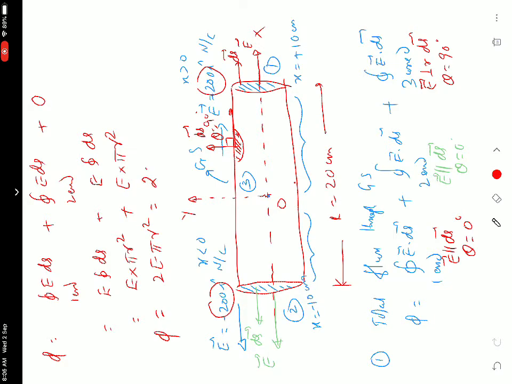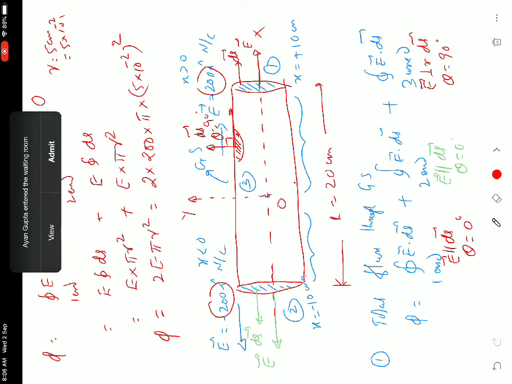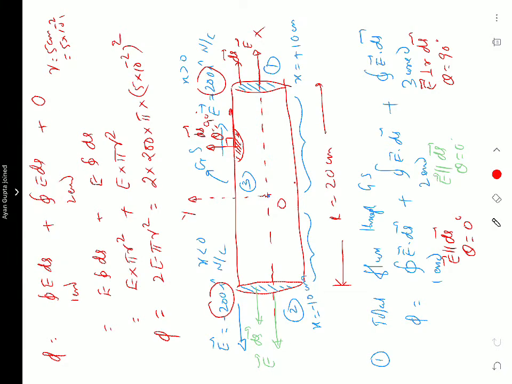So 2E, where the E value is the same, 200 on both sides, into pi r square. The radius is given as 5 centimeter, so it should be equal to 5 into 10 to the power of minus 2 meter, whole square. So this will be our electric flux. Electric flux is only through the right and left surfaces, no flux through the curved surface.